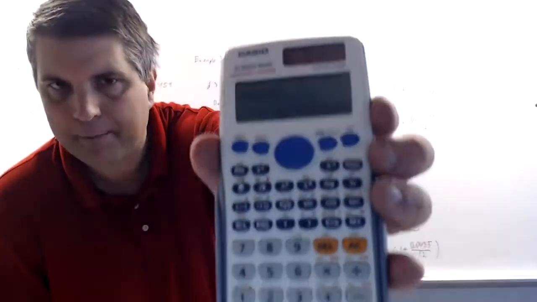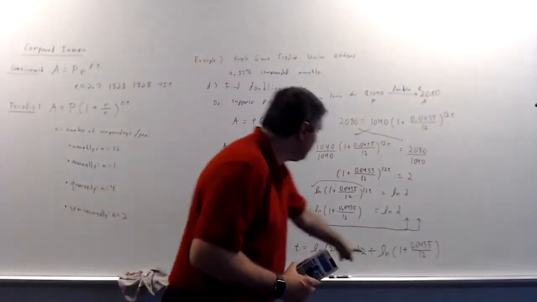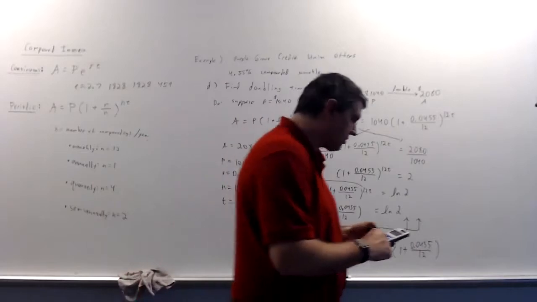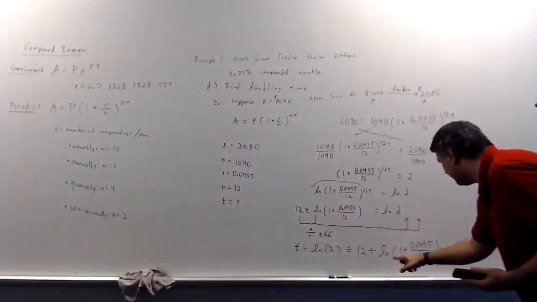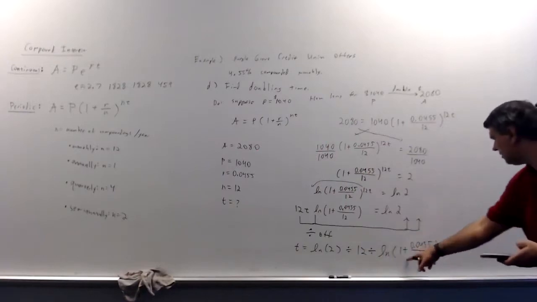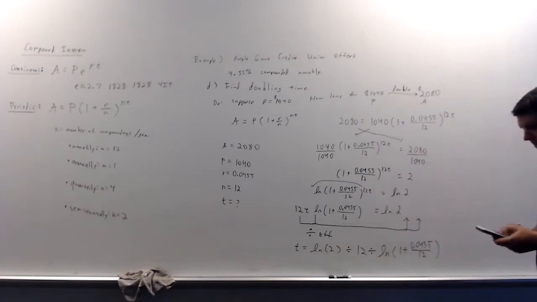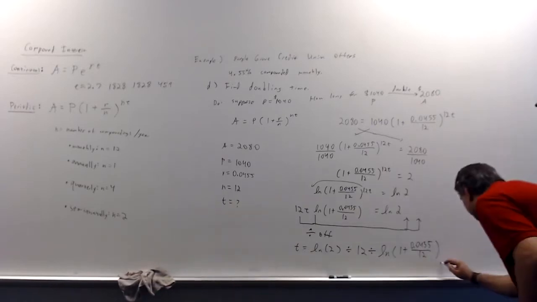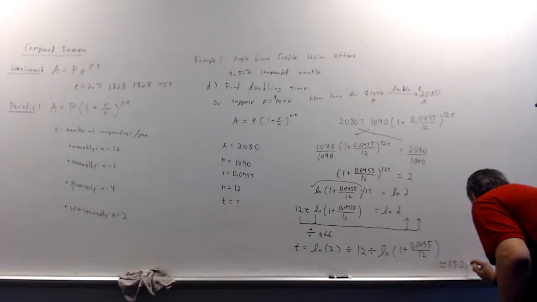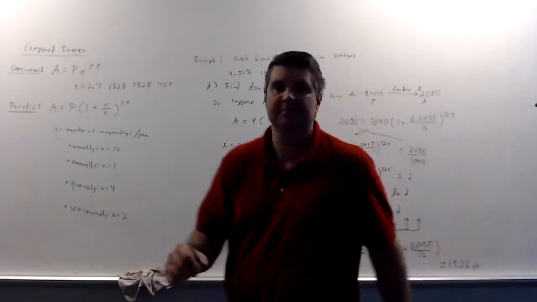Now I'm looking at 0.5776 blah blah blah. Divide. Natural log, parenthesis. Be very careful to include the parentheses. 1 plus 0.0455 division 12. Balance the parenthesis, approximately 15.26 years. And that will suffice.